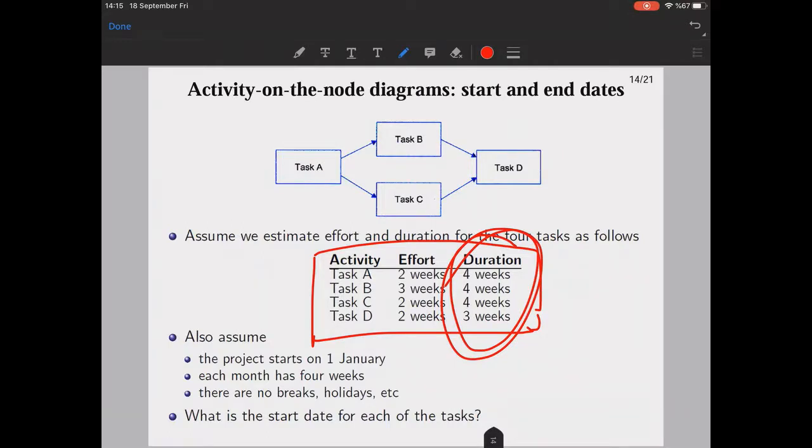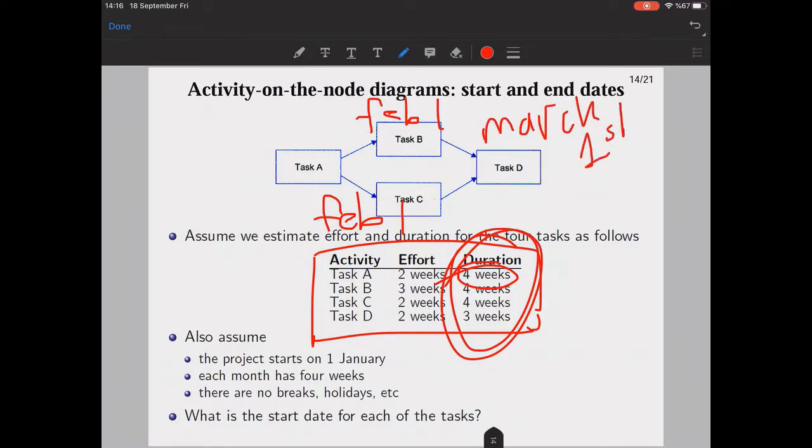As you see, since task A takes 4 weeks, this can start on February 1. This one is February 1 also. Then B and C finish after 4 weeks again, March 1. So task D can start here on March 1st. This is task D's starting date. And what is the start date of each task? We can see that, of course, this one is January 1 for task A.